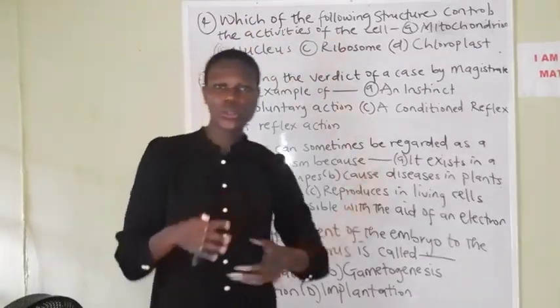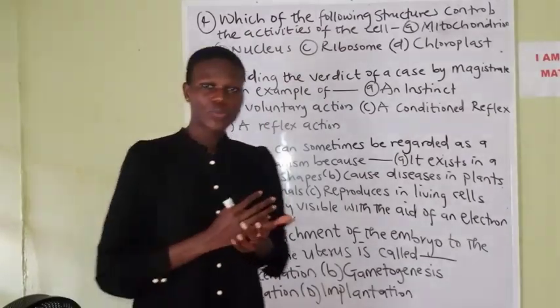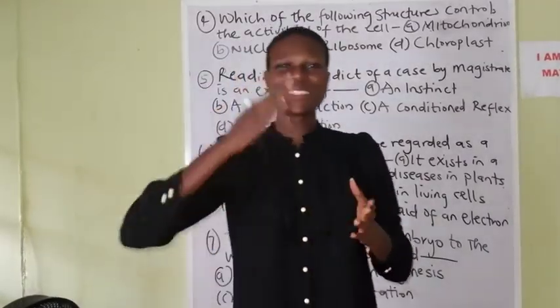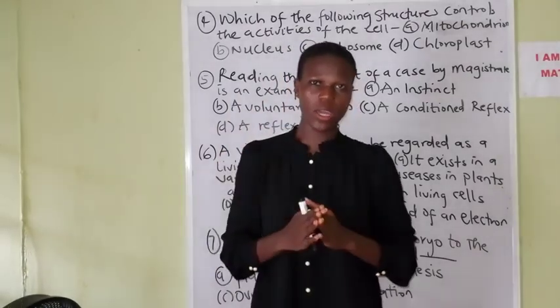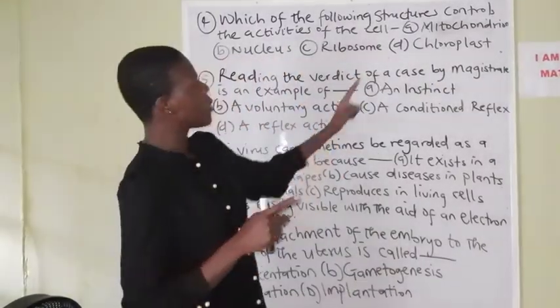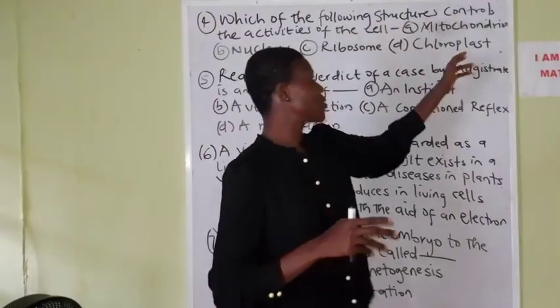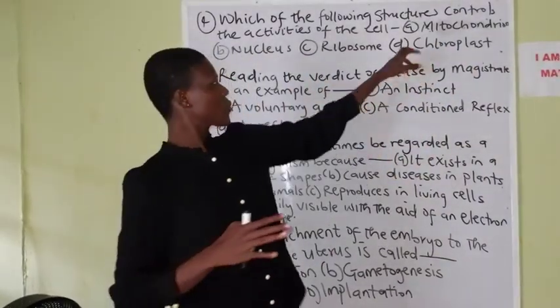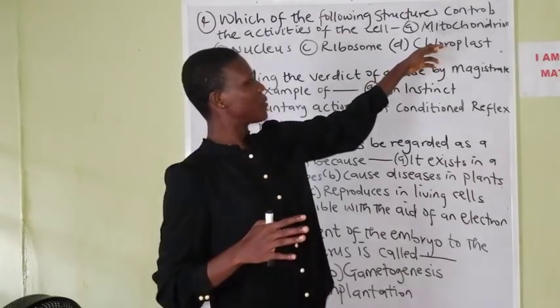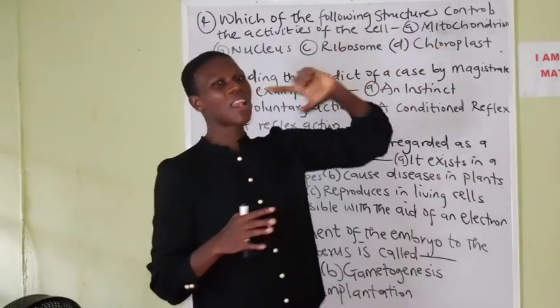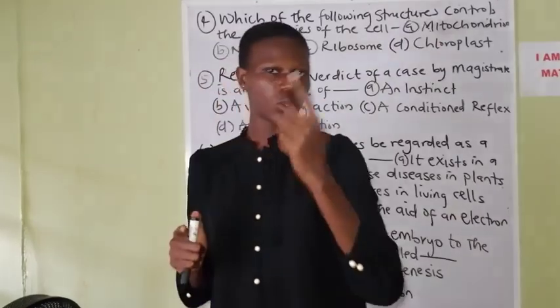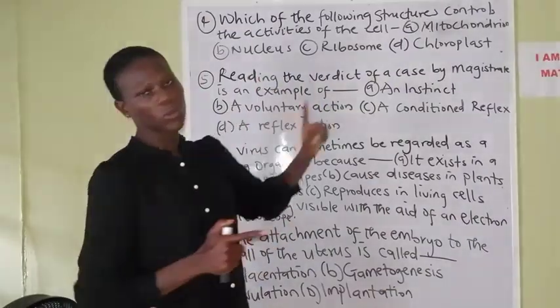C, the ribosome. What is a ribosome? The ribosome synthesizes proteins. Okay, that's what the ribosome does. Then what about the chloroplast? The chloroplast is only found in plants. This is the specific organelle in plants that allows for photosynthesis. Okay, so from these options, the answer to the question is what?